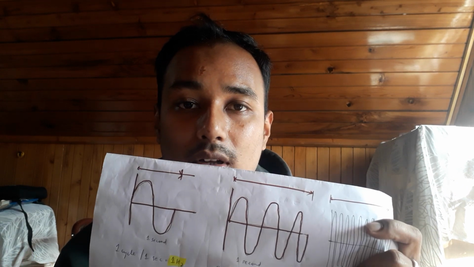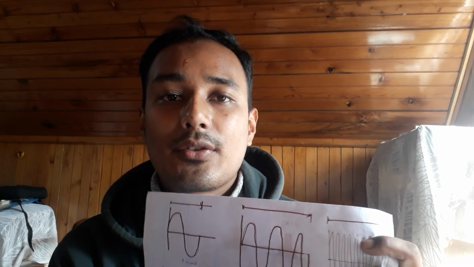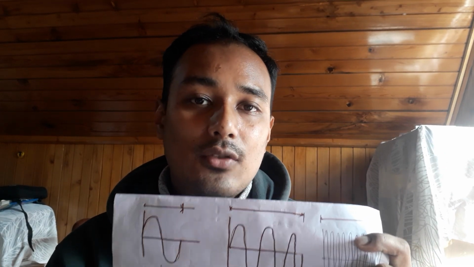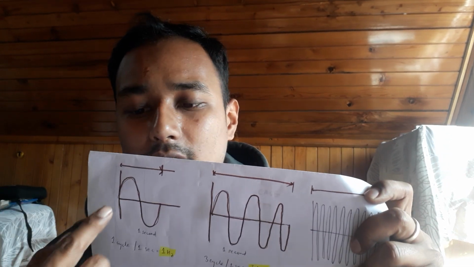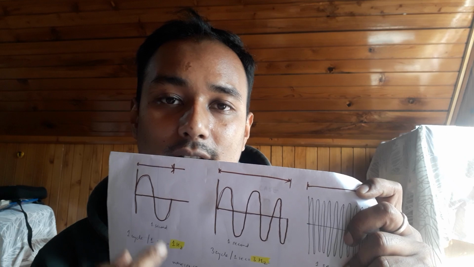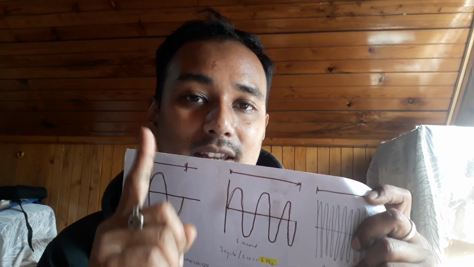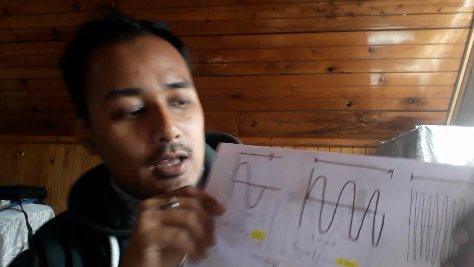In case of the second one, you can see that there are 3 different cycles: 1, 2, and 3. So the frequency is 3 hertz. Similarly, for the third case, there are 10 different cycles. So the frequency is 10 hertz. And mind you, all of these oscillations, all of these cycles are taking place in only 1 second, right?